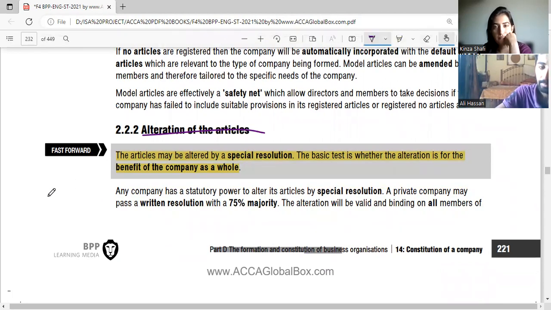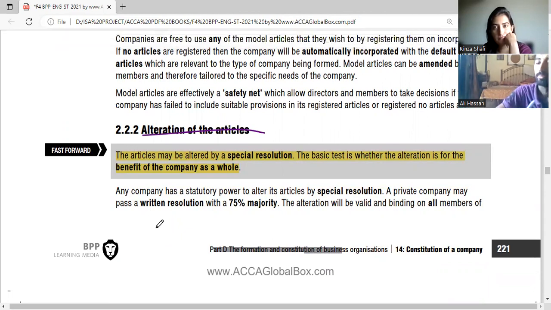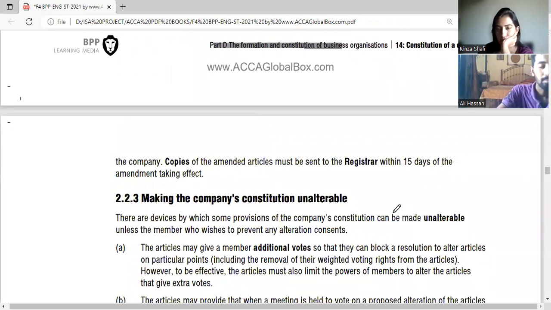That means if you have an article of association and you need to alter it, after 5 years maybe you think, okay, this point is not working for us, let's change it, let's remove it or add another point. You can't do it that easily. It's not a peanuts play. You have to pass a special resolution in order to do it. A special resolution means a written resolution, a written agreement signed with a 75% majority. And then you have to send it to the registrar within 15 days.